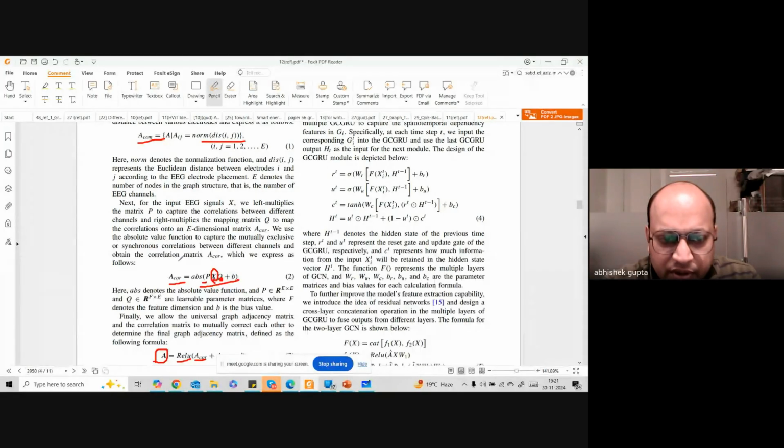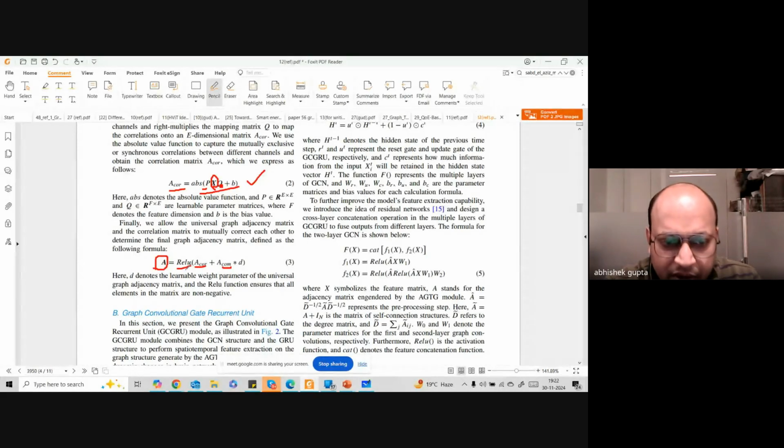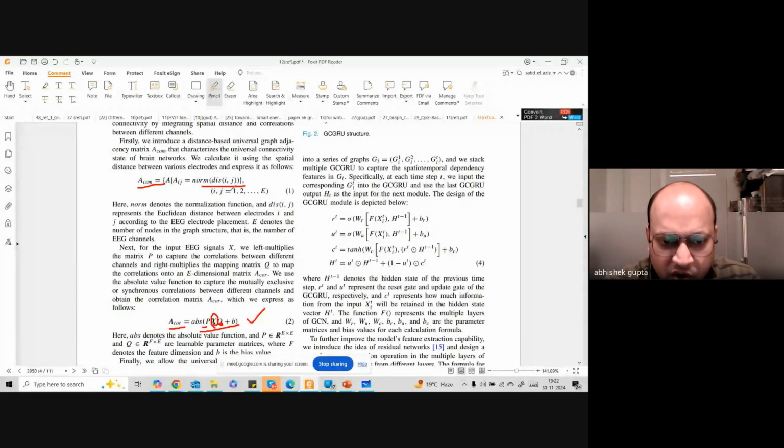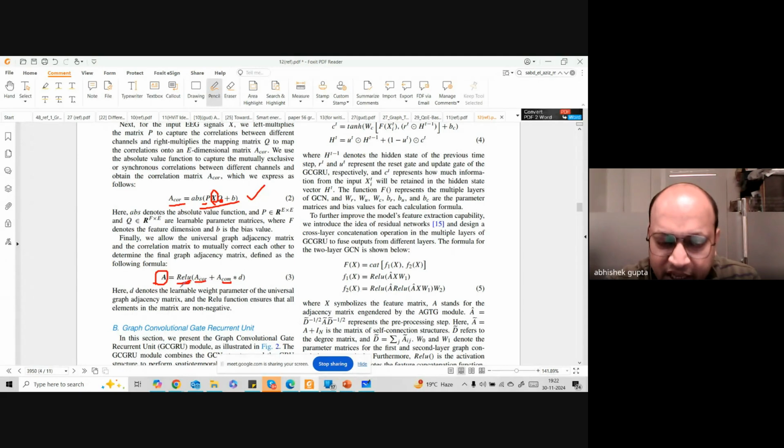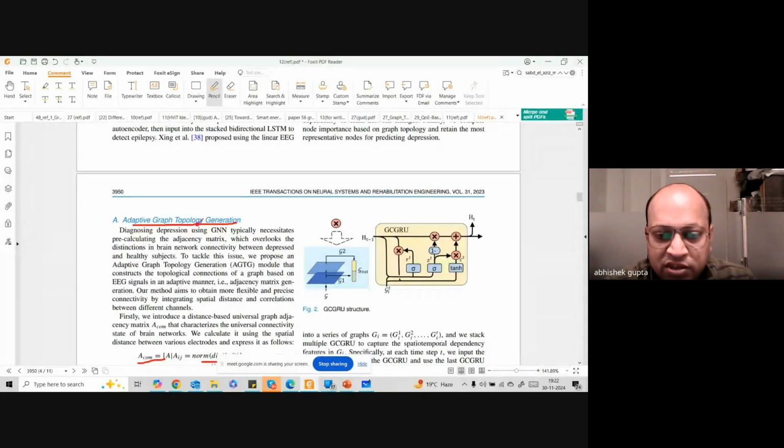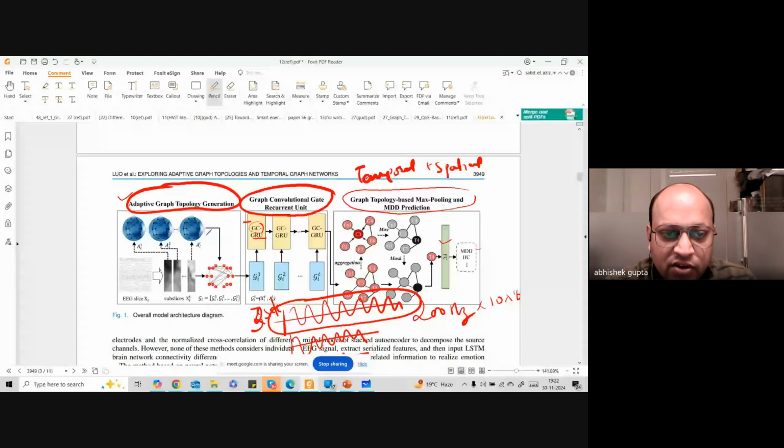Now the paper is calculating the correlation matrix between every channel with the help of this formula. This is just the Pearson correlation coefficient, and a common trainable adjacency matrix is calculated with the help of a ReLU layer, using the correlation from equation 2 and the distance from equation 1. So why is it adaptive? Because it is getting trained with the correlation of every channel. That's why they are calling it the adaptive graph topology generation and presenting it as the first module.